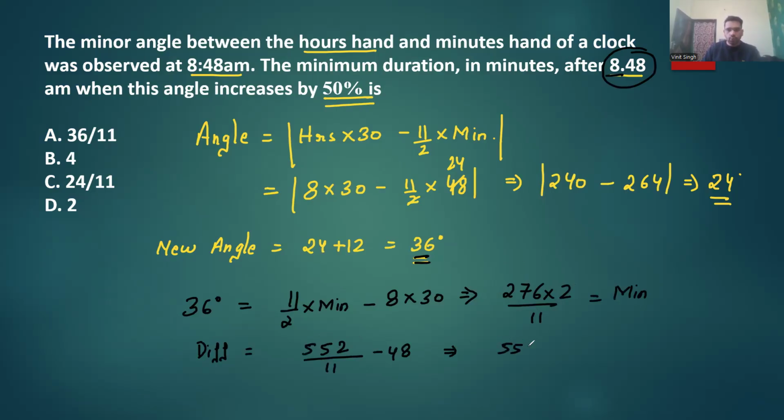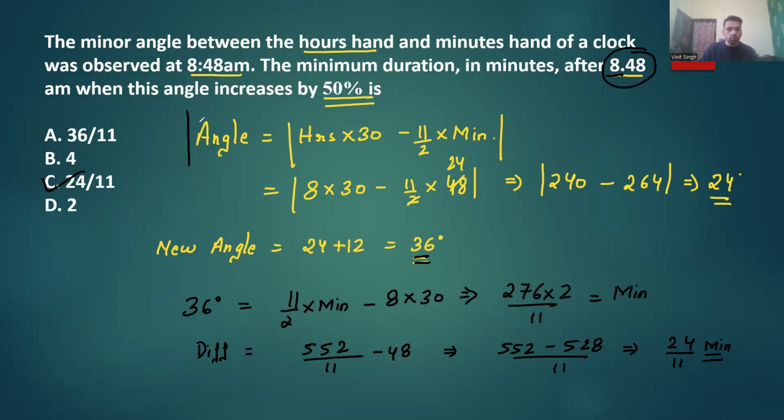So 552 minus 528 upon 11, which is 24 by 11. So after 24 by 11 minutes, the minor angle formed at 8:48 becomes 50% more. After how many minutes? 24 by 11 minutes. Then you will get an angle which is 50% greater. So option C will be the right answer.